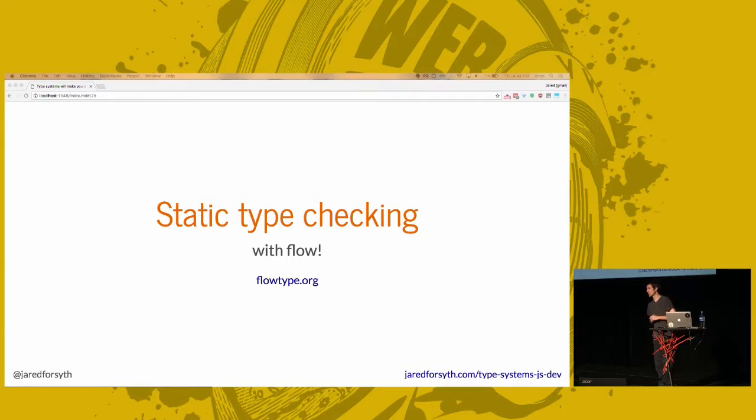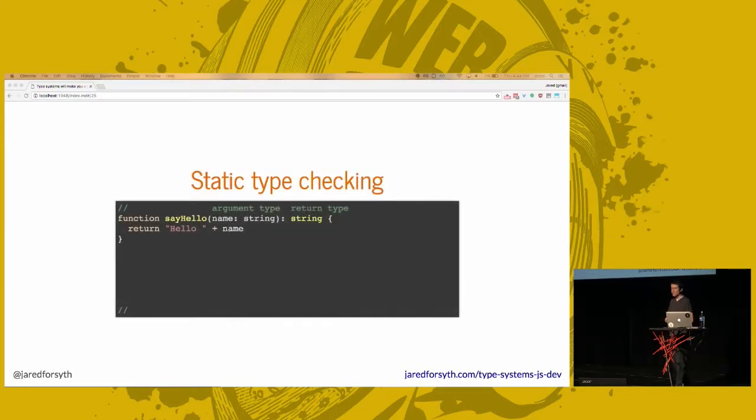And I'll be using Flow for these examples, but TypeScript is also awesome and does many of the same things, so the same principles apply. Here's a little primer on what it would look like to add Flow annotations to a function. We've got our sayHello function that takes a name that's a string and returns a string. And these annotations will look familiar to you if you've written any Swift, or Rust, I think, uses a similar pattern. There are a bunch of languages that have these kinds of annotations.